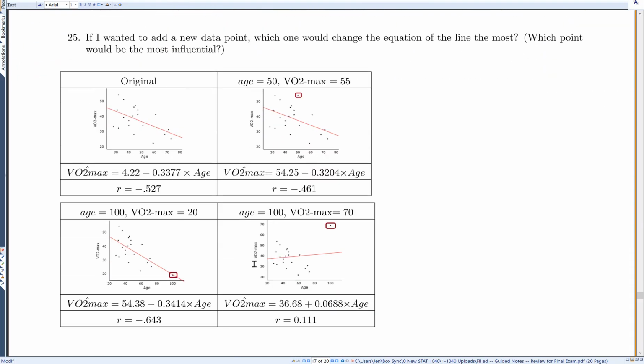And if I wanted to add a new data point, which one would change the equation of the line the most? Or which one would be the most influential? So it's influential if it changes the line a lot. So let's look at this. This was my original data set. Here's my line. It looks like it fits well. Here's my slope. That's really what we care about.